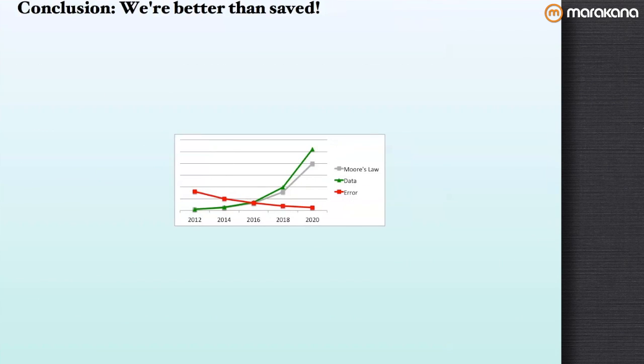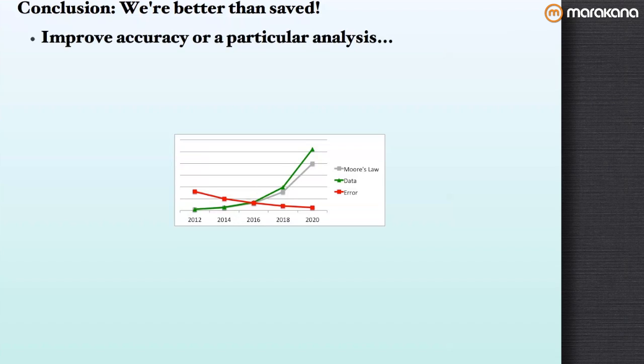So what actually ends up happening is that we're not doomed, we're actually better than saved. Because Moore's law is increasing faster than what the required sample size is, we can actually improve the accuracy of our results over time. That's one option, and that's kind of what this graph at the bottom is showing you. Moore's law is going in the gray there, which is probably hard to see. Data is going up with the green line, but the actual size of your error is actually decreasing over time.